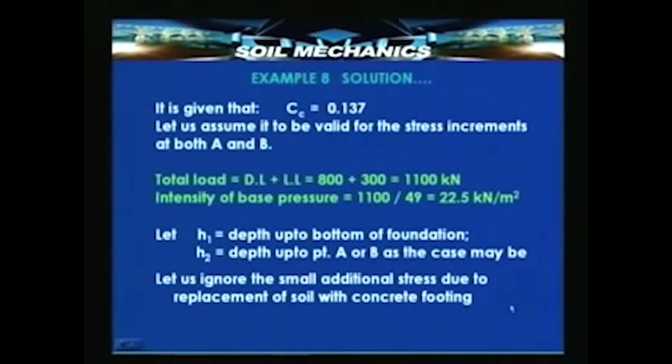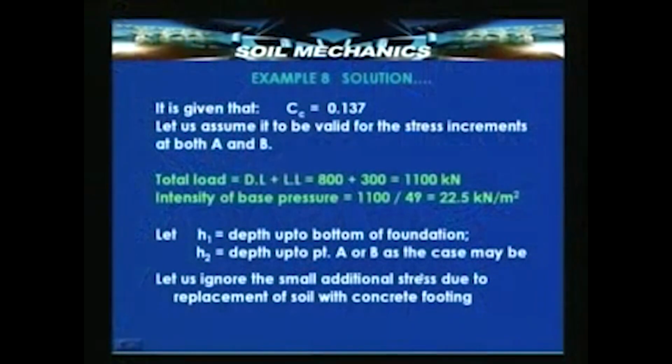Next, we know the value of Cc, it is given, and we have divided the layers into 2, A and B, and now the total load of 1100 kilonewtons is distributed over a foundation area of 49 square meters. That means the loading intensity is 22.5 kilonewtons per meter square, and the depth up to point A or point B, as the case may be, let us say H1 and H2.